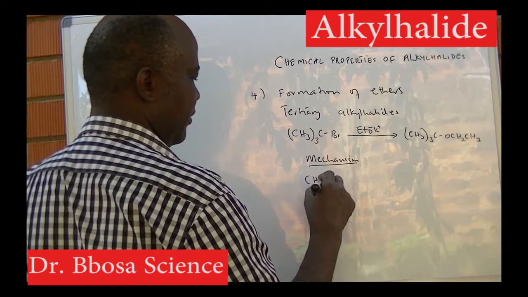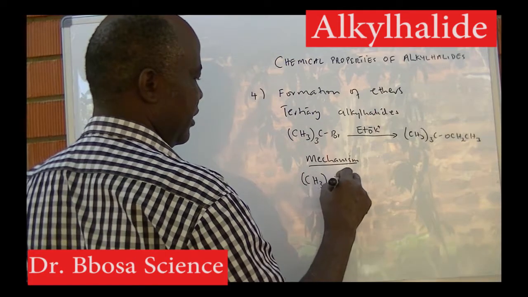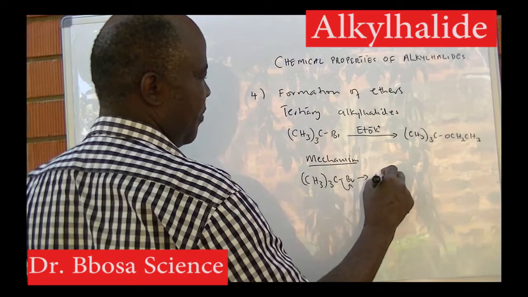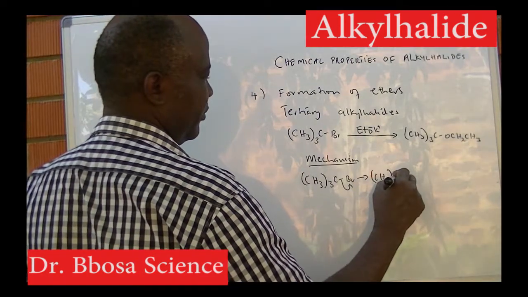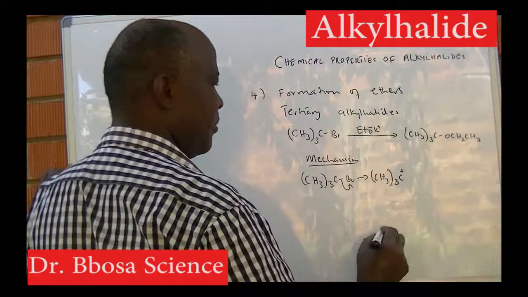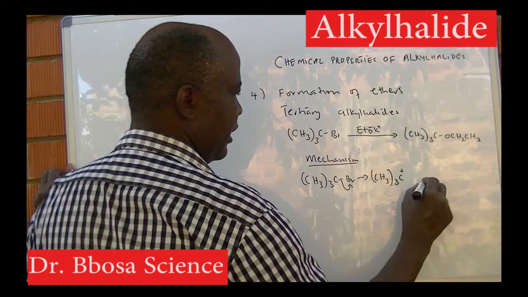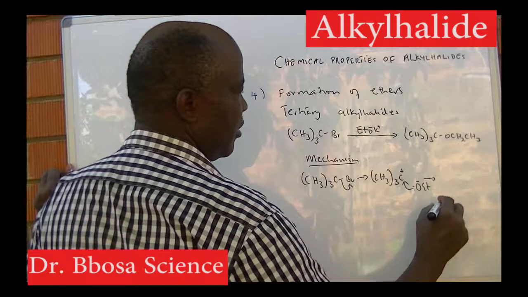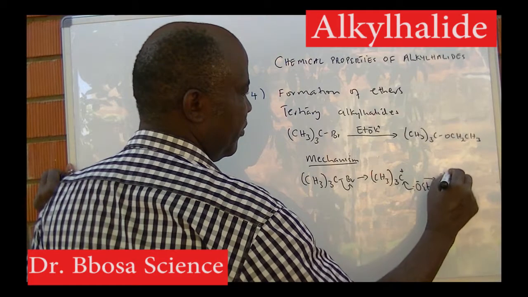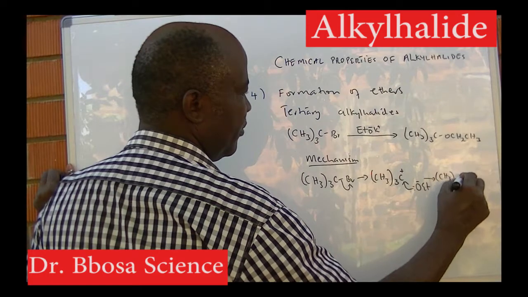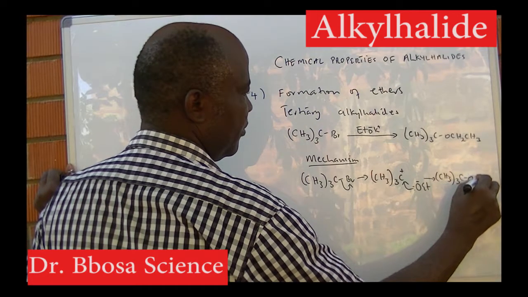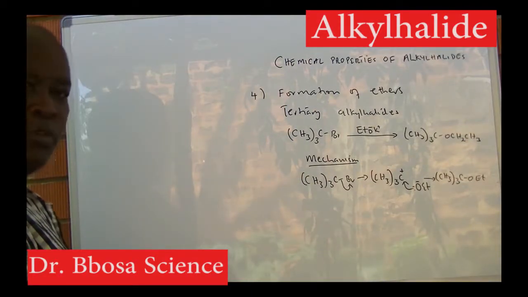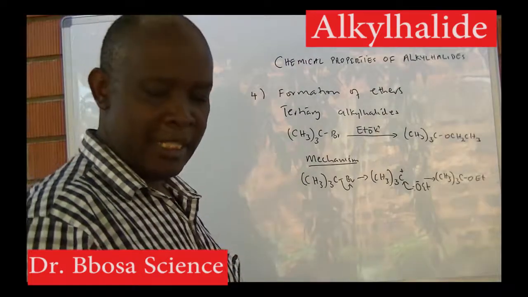This being a tertiary alkyl halide will first lose a bromine ion to form a positive charge on a carbon atom. Then the ethoxide ion will use a pair of electrons to react with the positive charge to form an ether.